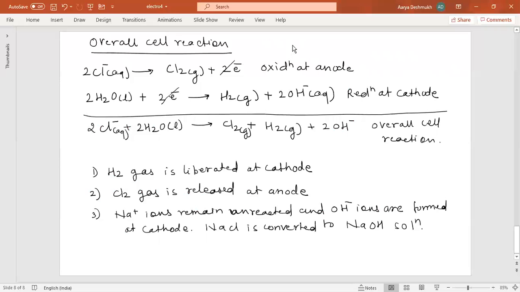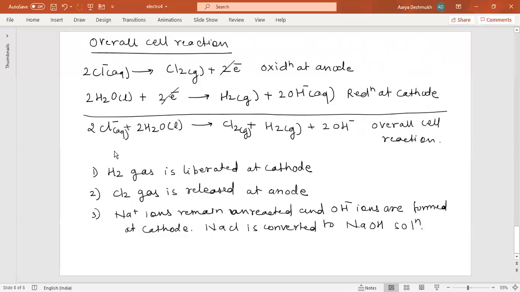When you combine these two in the redox reaction, when you add up these two, you'll get the net reaction, or overall cell reaction, like this: 2Cl minus plus 2H2O gives Cl2 plus H2. We just have to add the left hand side and the right hand side and cancel out the common things. Whenever we write the net cell reaction, we just omit the electron term. Otherwise, that won't be a stable one.